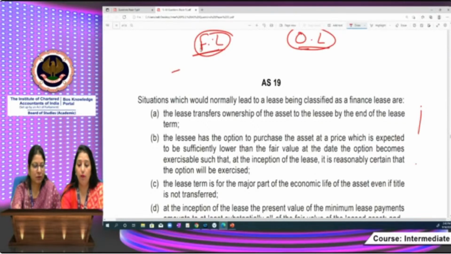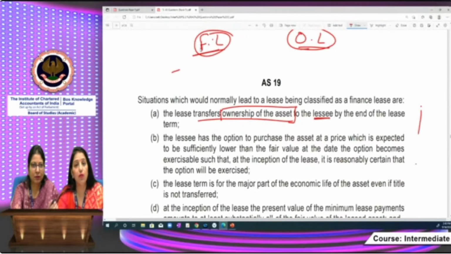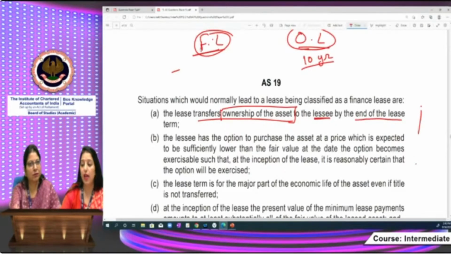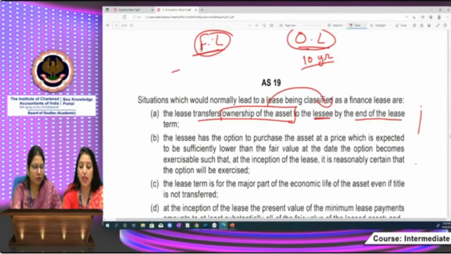First of all, you have to check whether the lease transfers the ownership of the asset. The main point is whether, in case of the lease, the ownership is transferred to the lessee at the end of the lease. For example, if I have an asset whose useful life is 10 years, at the end of the 10th year, is the ownership going to transfer to the lessee or not? This is the first point. The second is that the lessee has the option to purchase the asset at a price which is expected to be sufficiently lower than the fair value.